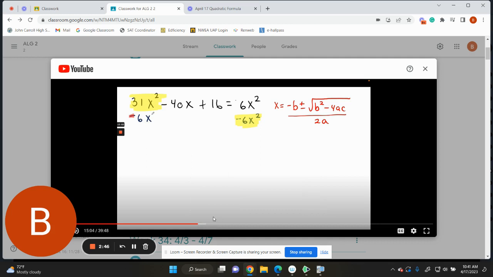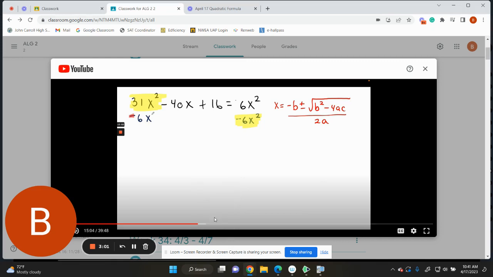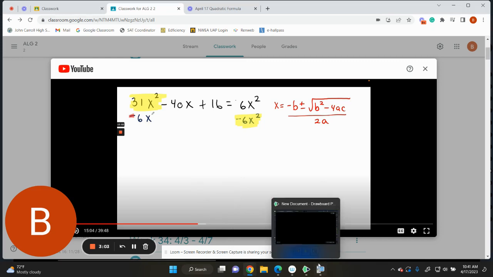Yes? But that has like four different numbers. On the worksheet, it only has three. Okay, tell me which one you're looking at, because I'm not following. Just all of them on the worksheet only have like three separate numbers. I don't know if that makes sense. Okay, all right, I do understand. Let me just copy this problem over and show you. 31x squared minus 40x plus 16.